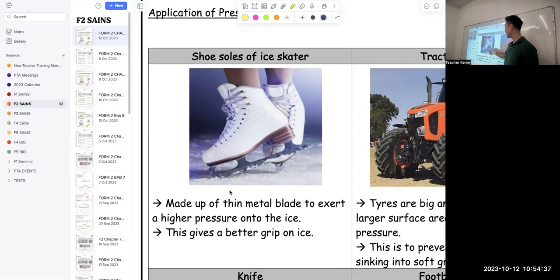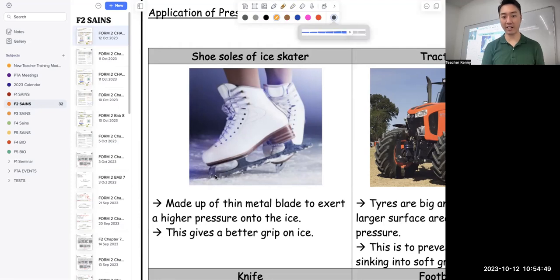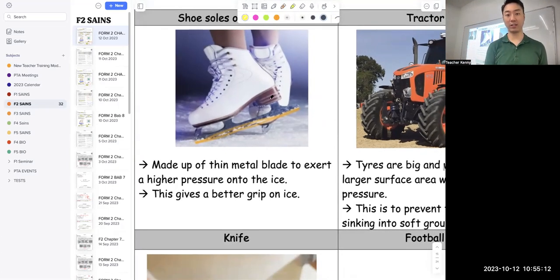Now, why is it made up of plate? So tell me about the surface area, big or small, the surface area of the blades. Small surface area. When the blade has a smaller surface area, I create a greater pressure on the ice or lower pressure on the ice? Higher pressure on the ice. Now, why do you need a high pressure on the ice for? Go faster, but you can grip onto the ice as well. Cut through the ice, grip tightly onto the ice. So, highlight, thin metal blade, exert higher pressure.